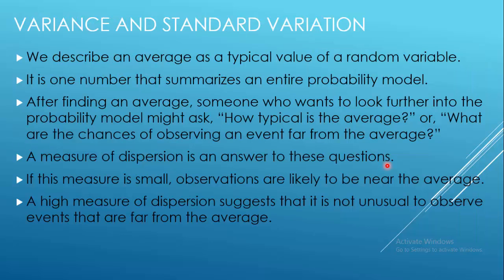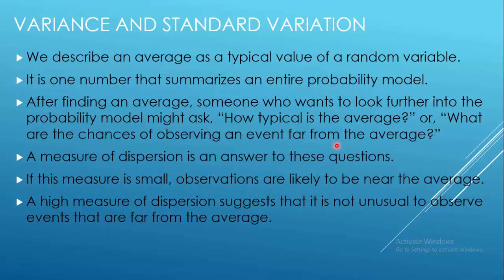Now we will try to understand variance and standard deviation. We describe an average as a typical value of a random variable. It is one number that summarizes the entire probability model. So the average value of a random variable gives us the expected value, what we should expect when we perform the experiments. After finding an average, someone who wants to look further into the probability model might ask, how typical is the average, or what are the chances of observing an event far from the average?